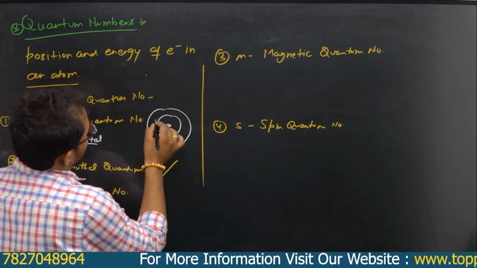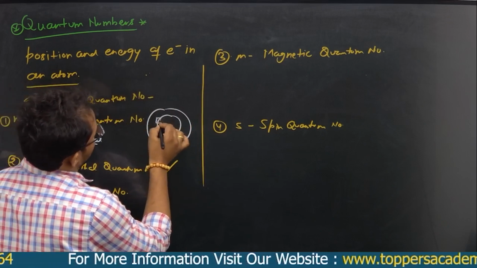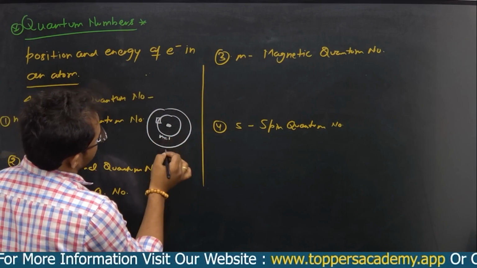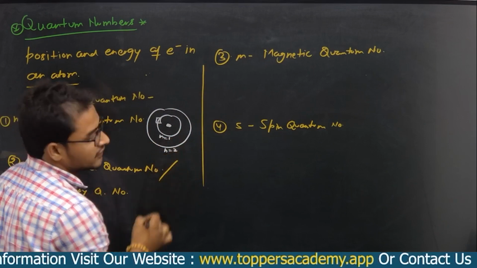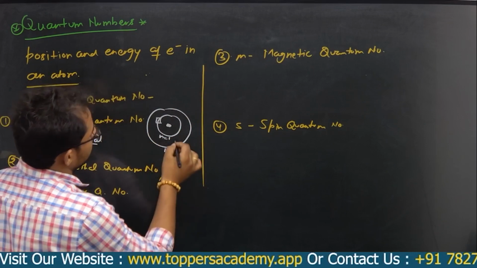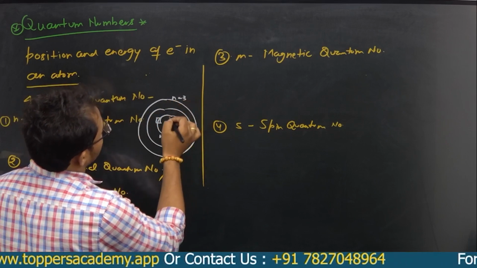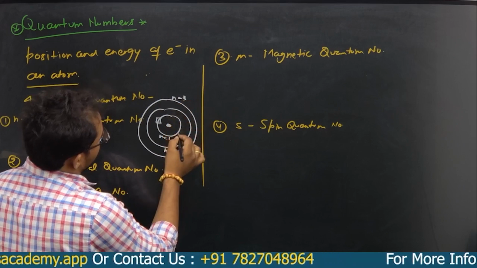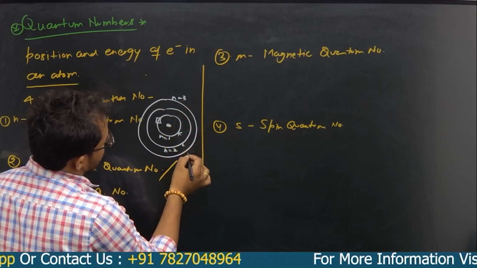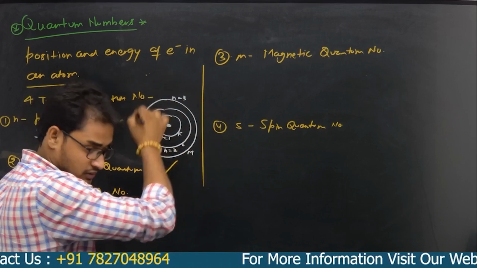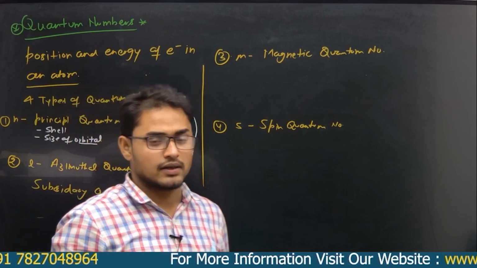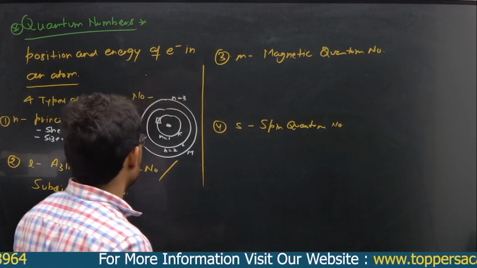So, if the size of the house is n equal to 1, it is the first shell. n equal to 2 is the second shell. If it is n equal to 3, it is the third shell. Generally, we call them K, L, M, and the fourth is called N. K, L, M, N.